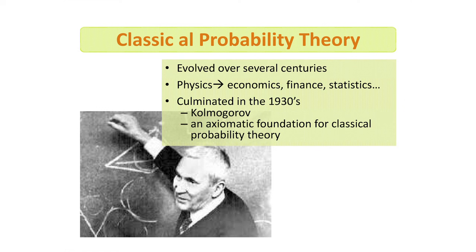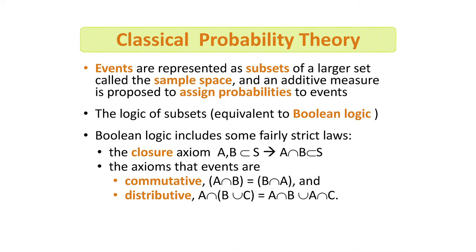So classical probability theory was developed over several centuries, eventually arising from trying to solve problems in physics, and then later used in economics, finance, statistics. And it's not until 1933 that Kolmogorov wrote his book and finally set up an axiomatic foundation for classical probability. Basically, classical probability theory is based on the premise that events are represented as subsets of a large set called the sample space. So we use an additive measure to assign probability to events. And this entails a logic, the logic of the subsets, which is a Boolean logic. So this has some very strict laws, such as commutative laws. I think later, Jennifer will have more introduction on those general differences.